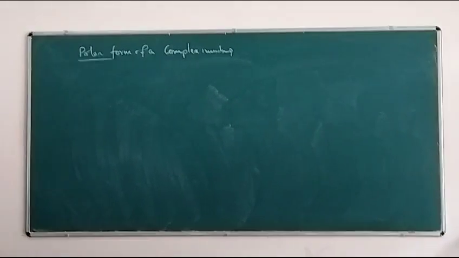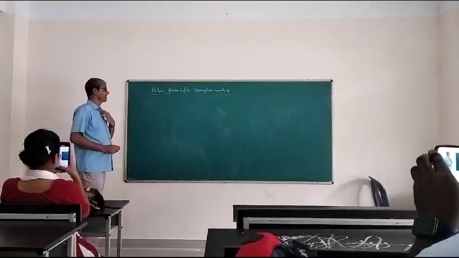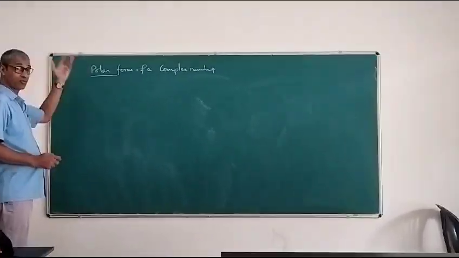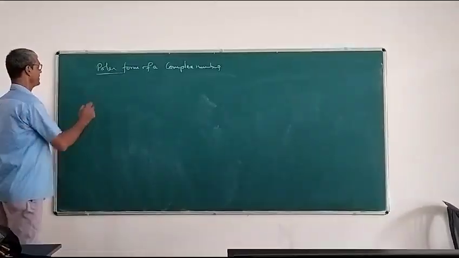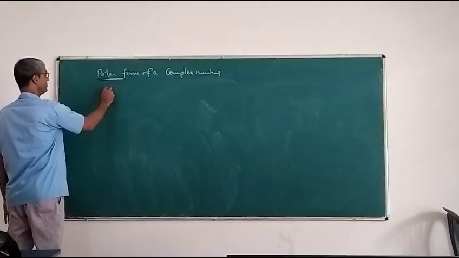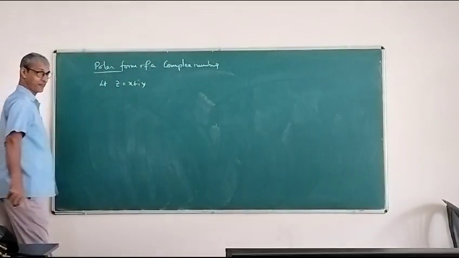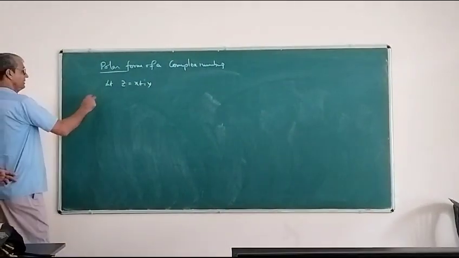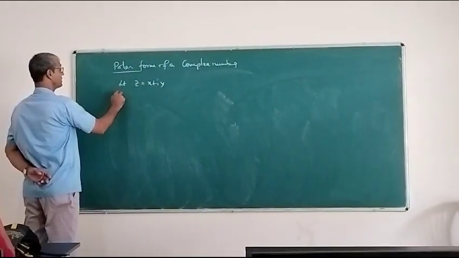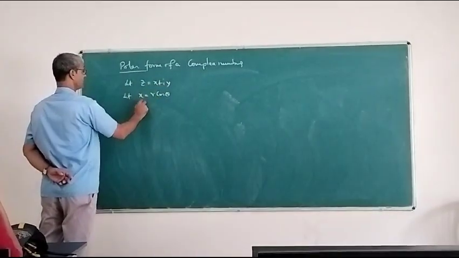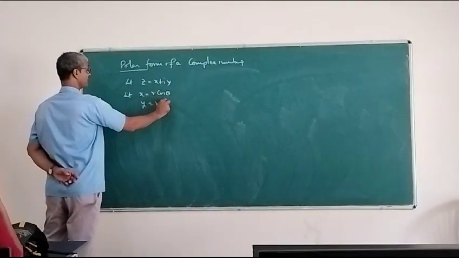Polar form of a complex number. So we need to discuss how to convert a complex number to polar form. Suppose we have a complex number x plus iy. So we consider x equal to r cos theta, y equal to r sin theta.